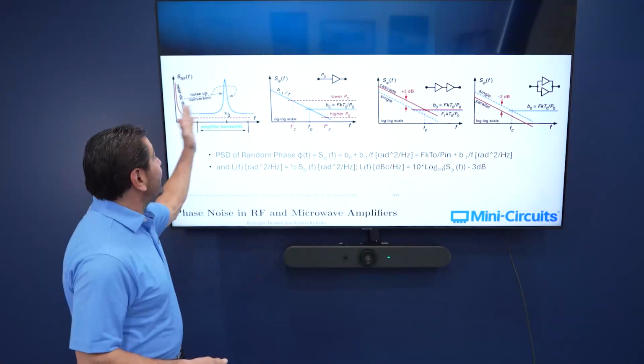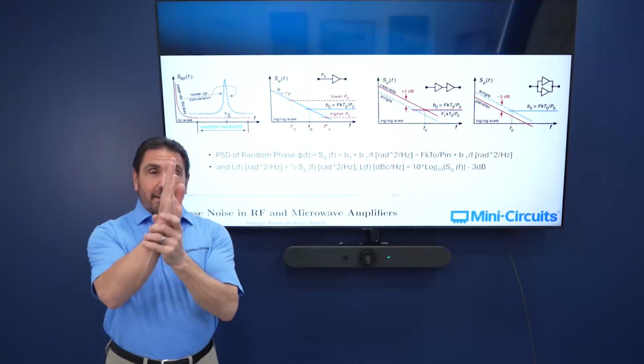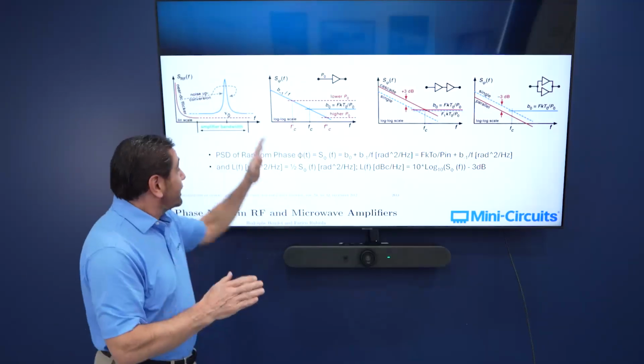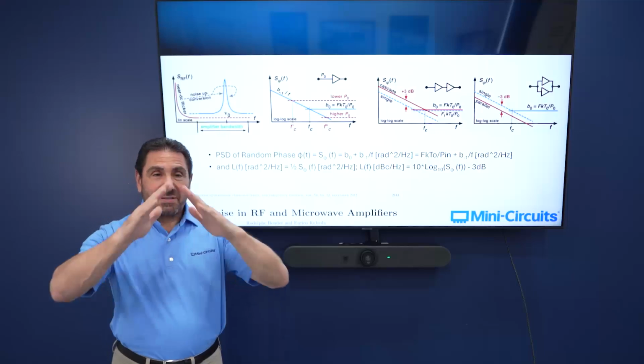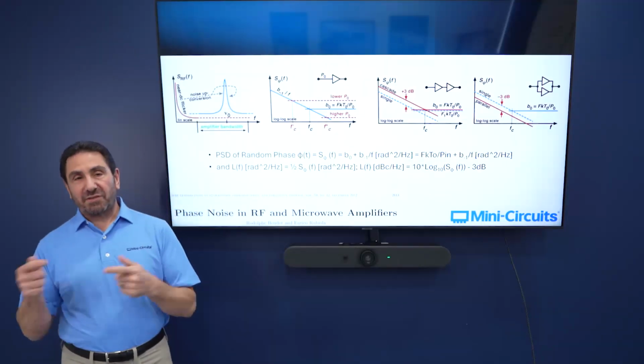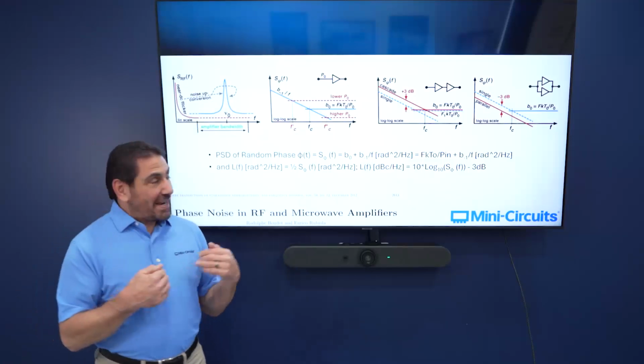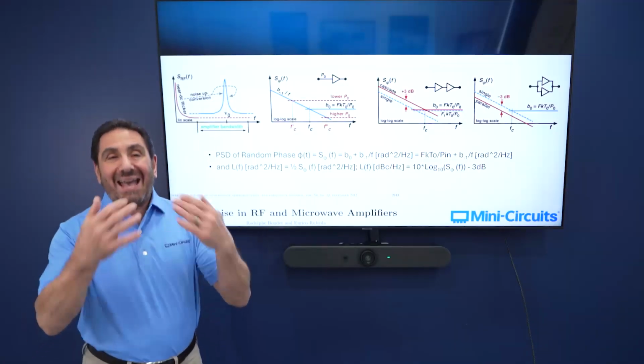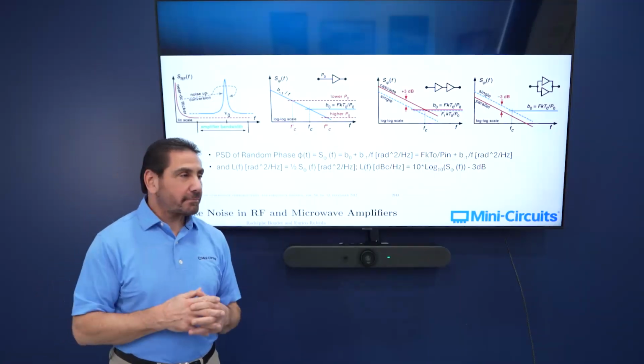We see something like this, right? We see energy centered at the carrier frequency, and it has sidebands. Those sidebands are associated with the absolute phase noise of the synthesizer. The additive phase noise would be, what are we doing to that? What are we adding on top of that absolute?